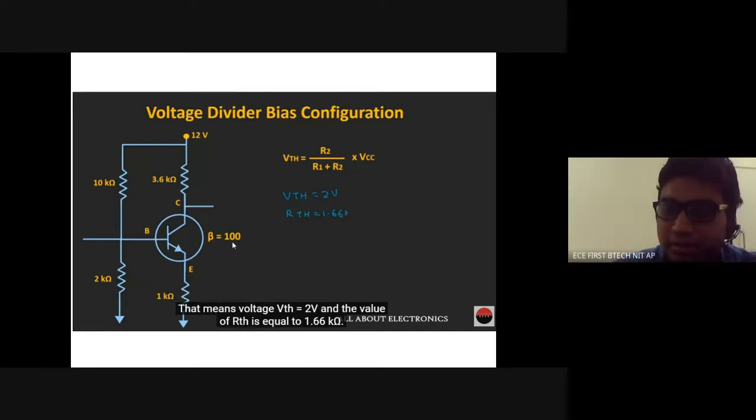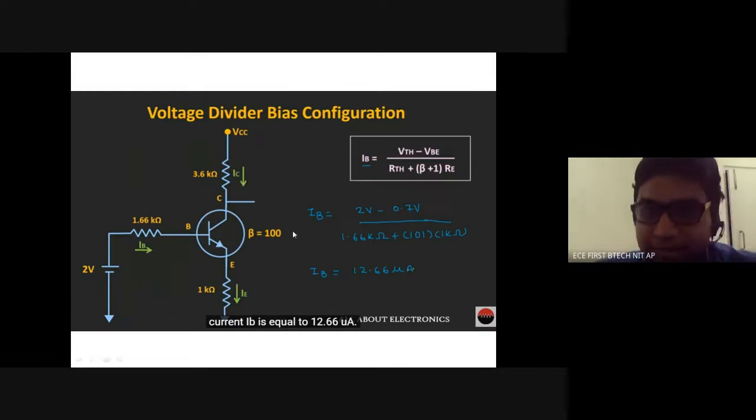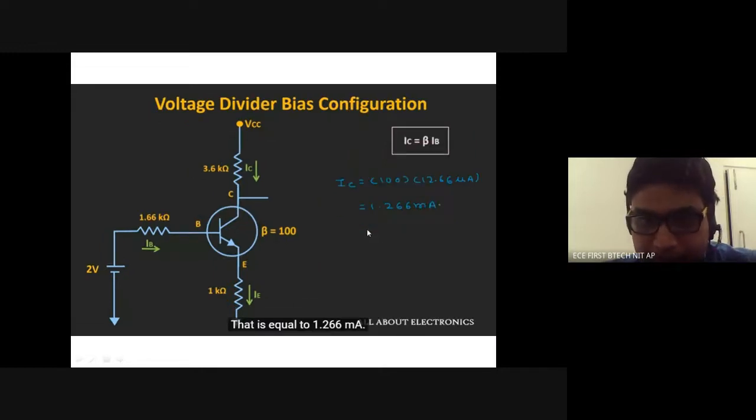So let's see, if beta is 100, where our operating point is located. Similarly, we need to find out the base current first, that is VTH minus VBE divided by RTH plus (beta plus 1) RE. If you put in all the values here, our base current is 12.66 microampere. And what is the collector current? Collector current will be beta times IB. What is beta here? 100. So we get 1.266 milliampere collector current.